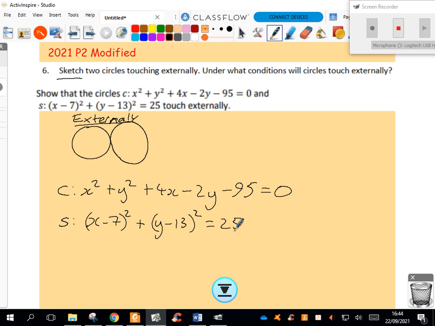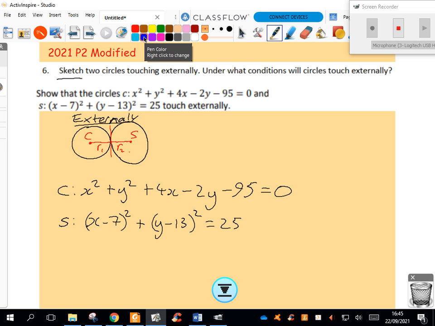Okay, so one thing to note about externally touching circles is they have a common tangent line which is perpendicular to each radius. So the distance from the center of circle C to circle S should be the same as the sum of their radii. That's how we prove circles are touching externally. So the distance between their centers is equal to the sum of their radii. So the first thing we have to do is find the center and radius of each.